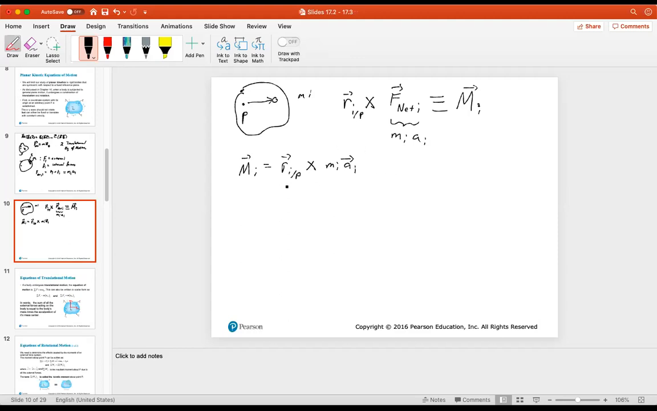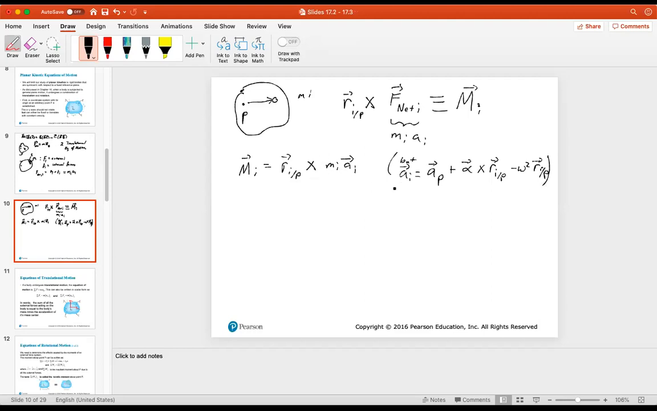And then what we're going to do is use our formula for relative acceleration. We know that a_i equals a_P plus alpha cross r_iP minus omega squared r_iP, using our relative acceleration formula that we learned about last time.